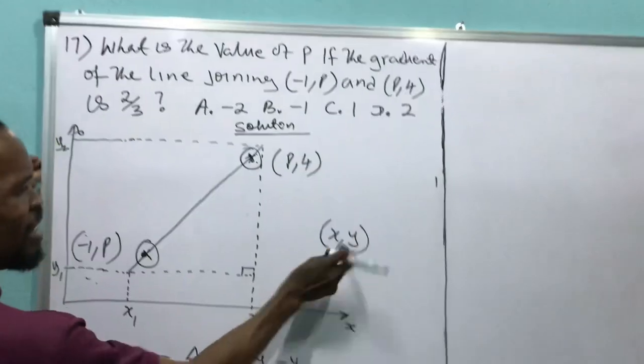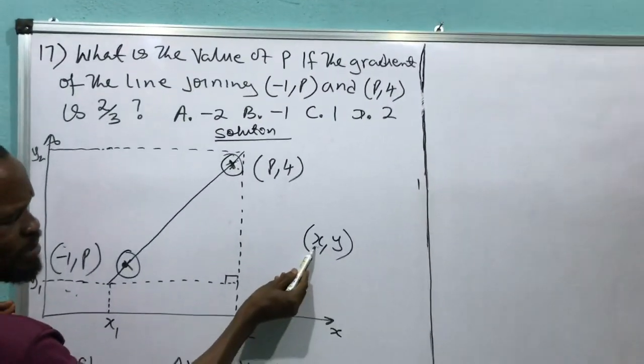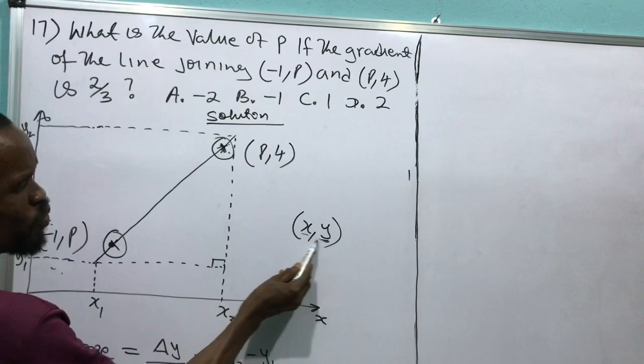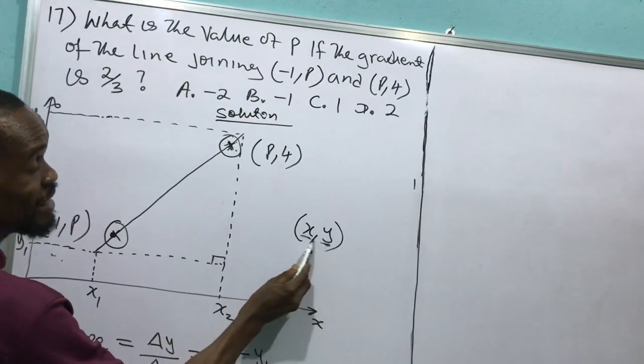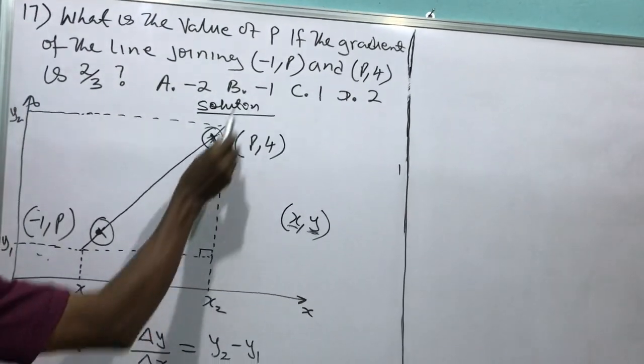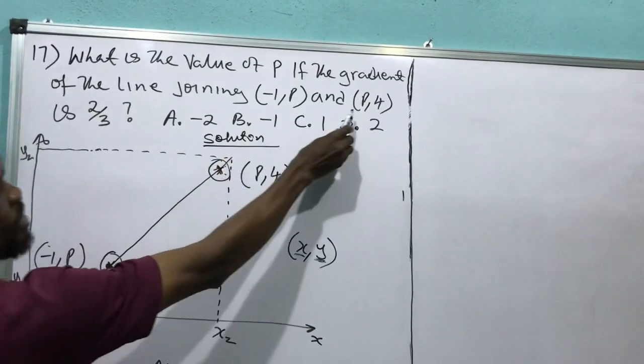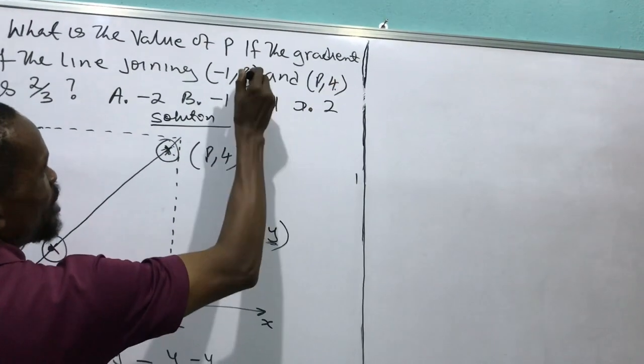Do you get what I'm saying now? Anything in this place is X. Anything in this place is Y. Look at my X and look at my Y.